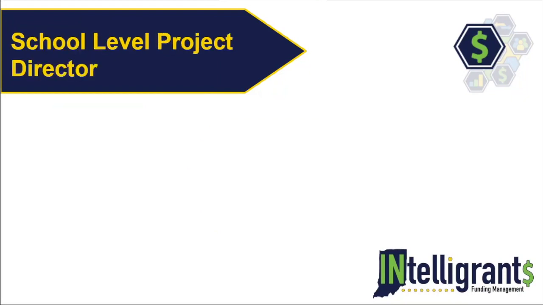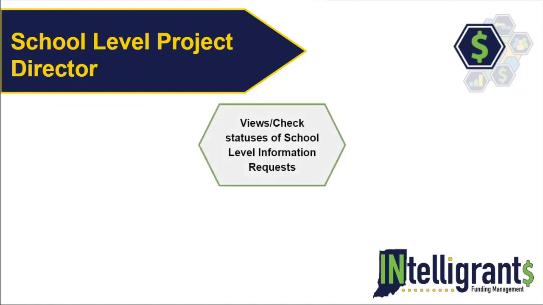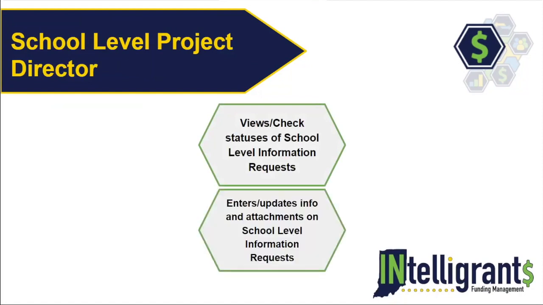The final user role is that of the school level project director. This role is intended for individuals at the school level who need to share information about their particular school rather than that of the whole district. The permissions include the ability to view or check the status of a school level information request, as well as the ability to enter or update information on those school level information requests.